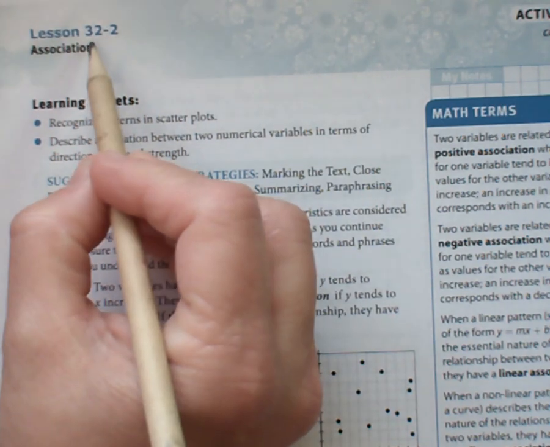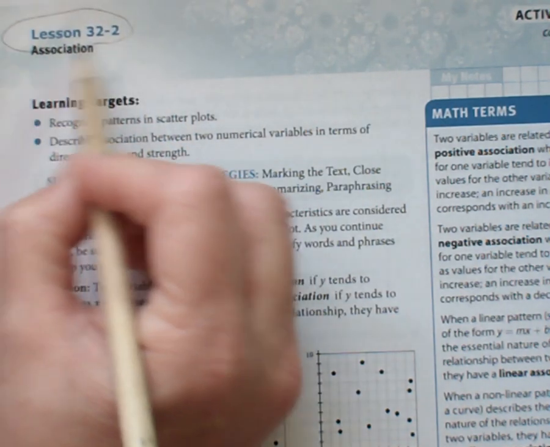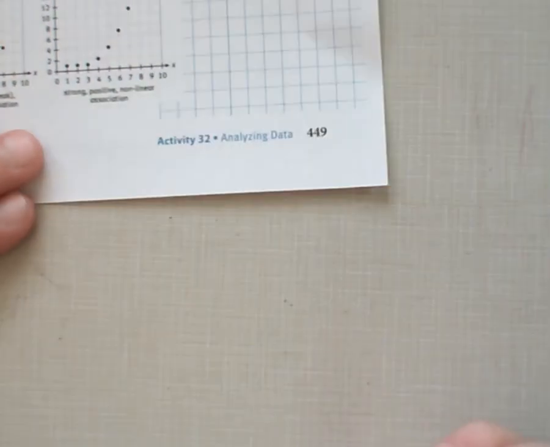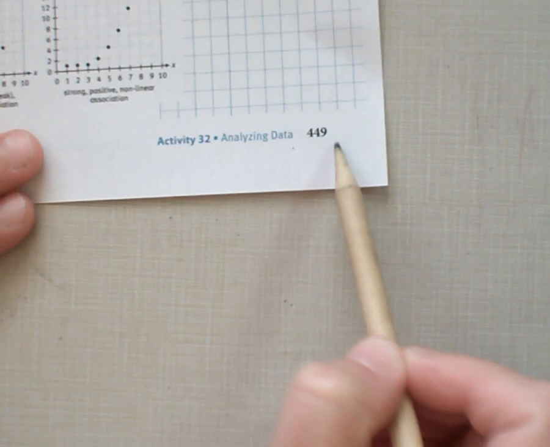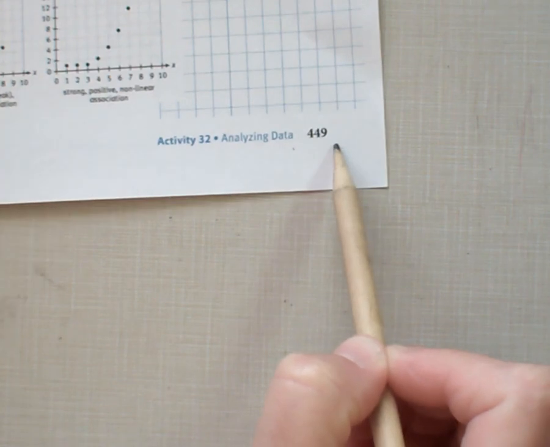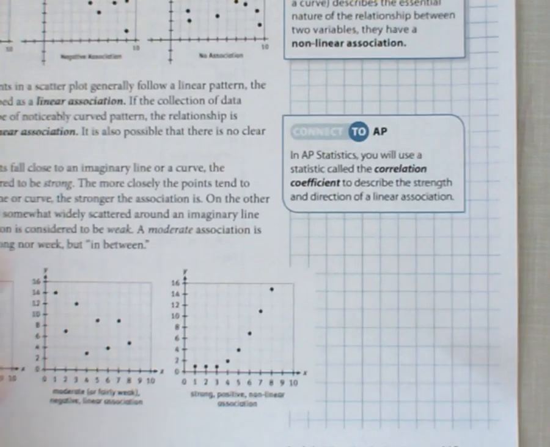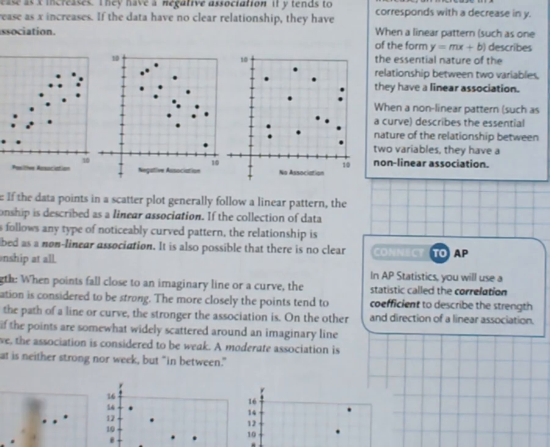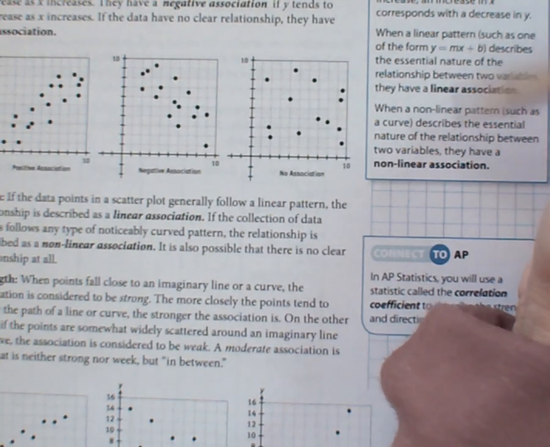Today we're going to be doing lesson 32-2 on page 449 in your book. So please get out your book, open it to page 449. We've got some math terms. Let's talk about the math terms first.